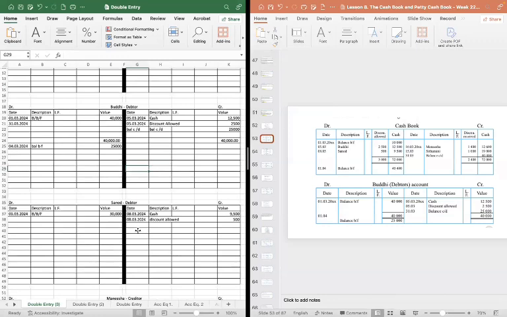If we take Sanoth's account, the balance carried down in Sanoth's account is 30,000 minus 9,500 minus 500.